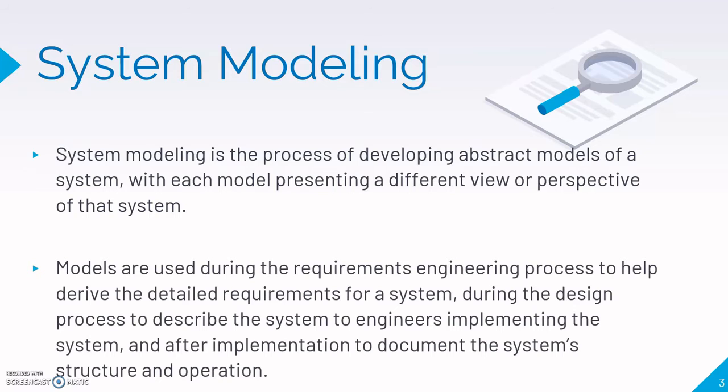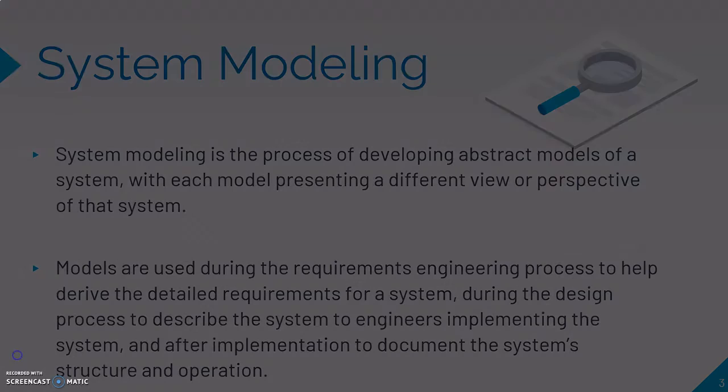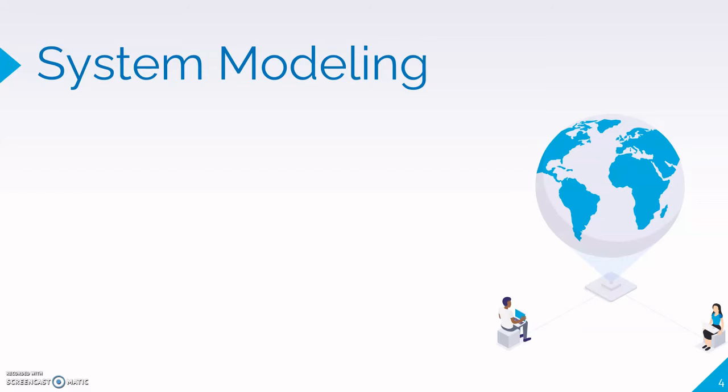Models are used during the requirements engineering process to help derive the detailed requirements for a system, during the design process to describe the system to engineers implementing the system, and after implementation to document the system's structure and operation. So we may develop models of both the existing system and the system to be developed.